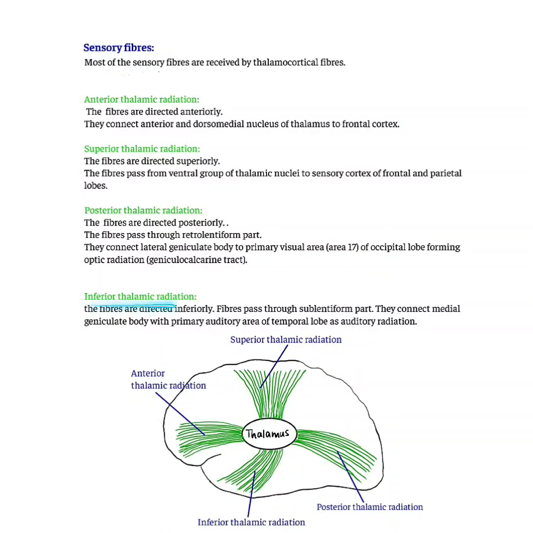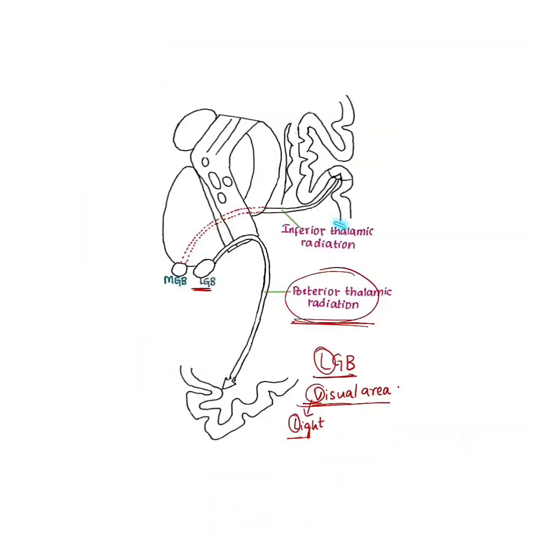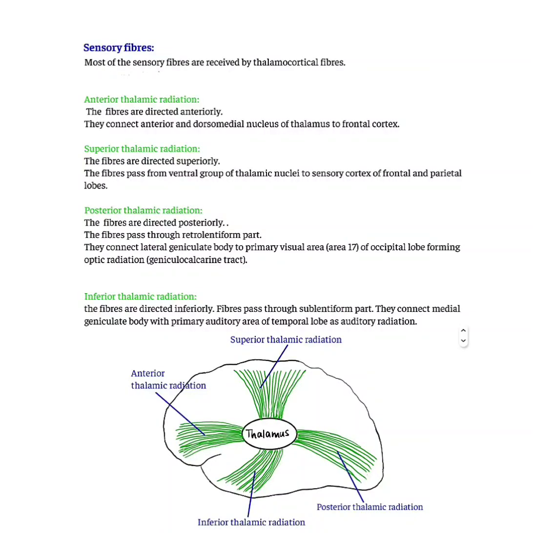Inferior thalamic radiation. The fibers are directed inferiorly. They pass through the sublentiform part. They connect the medial geniculate body with the primary auditory area of the temporal lobe, forming auditory radiation. Let's revise the sensory fibers.